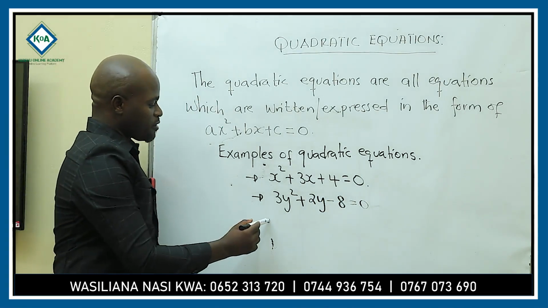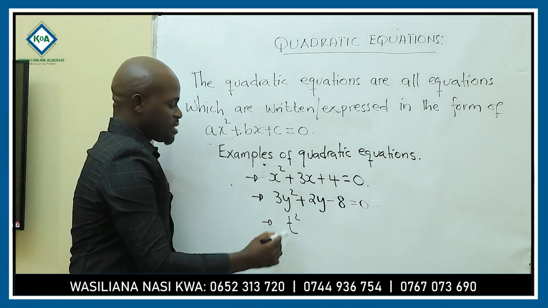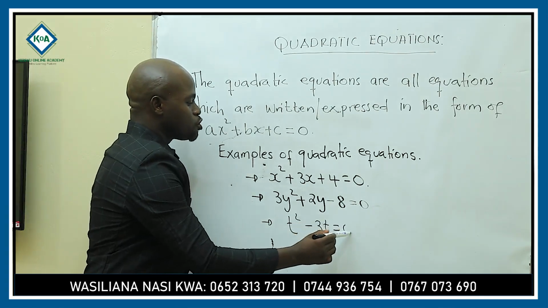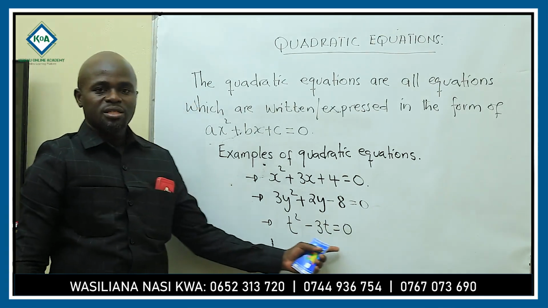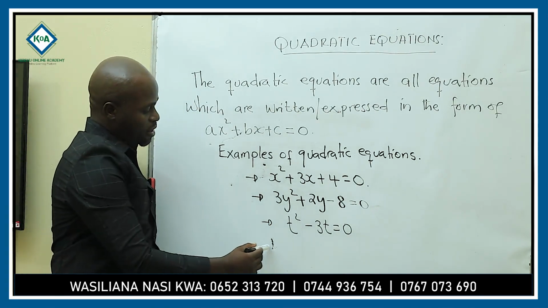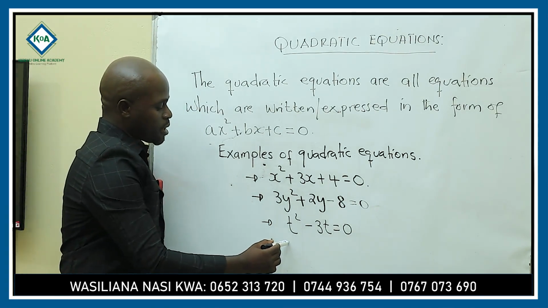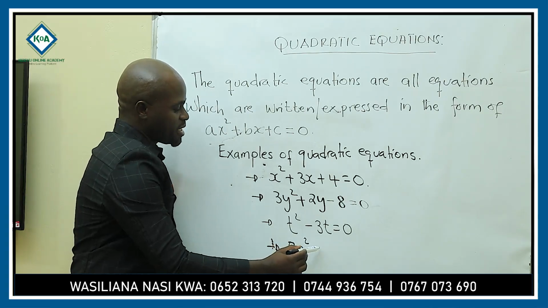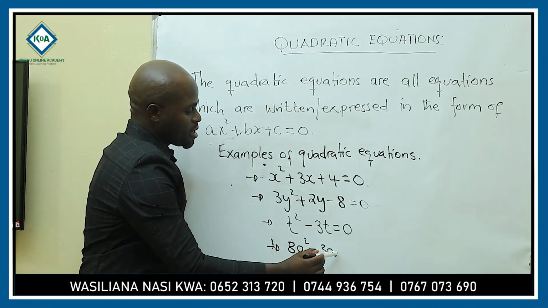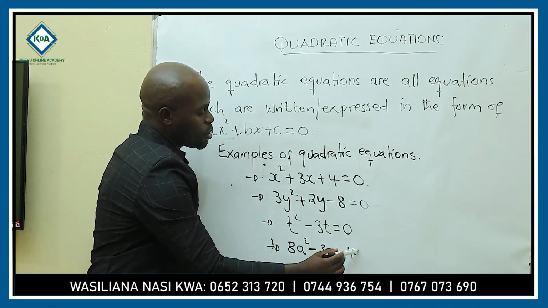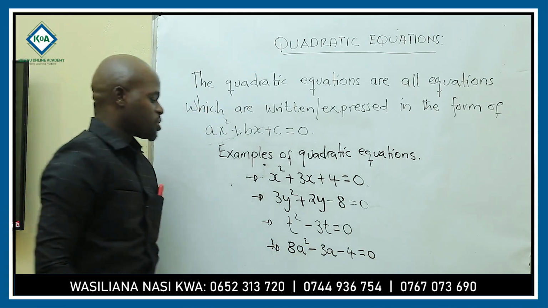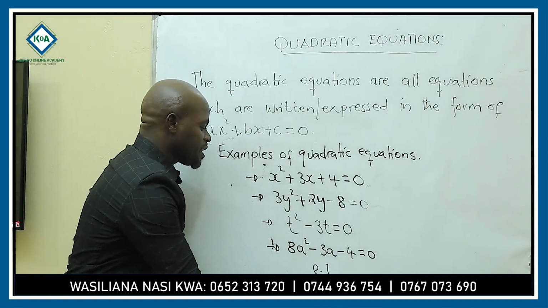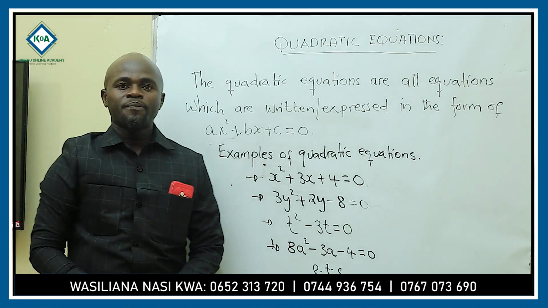But also, if you have t squared minus 3t is equal to 0, this is also a quadratic equation. And if you have 8a squared minus 3a minus 4 is equal to 0, this also is a quadratic equation, etc. We have so many examples of quadratic equations.